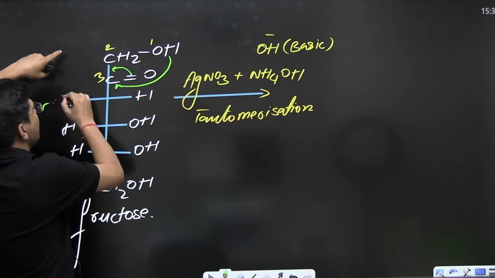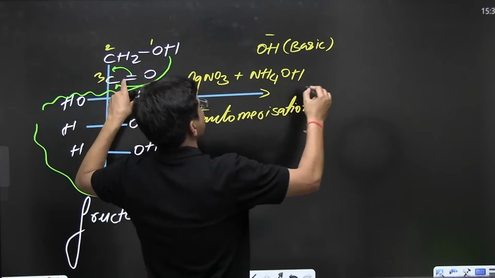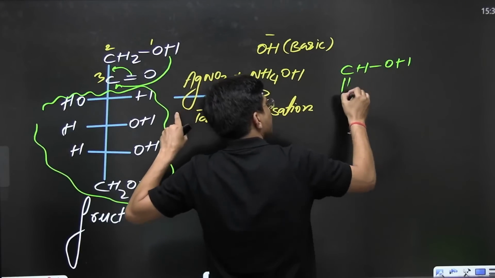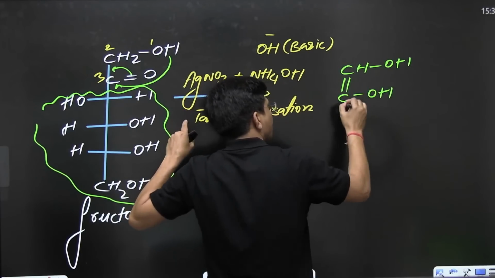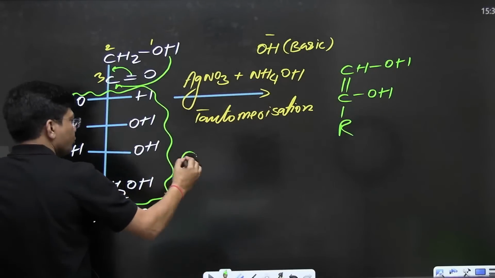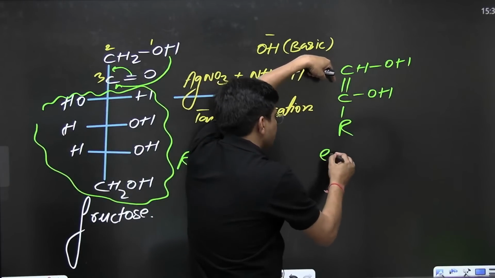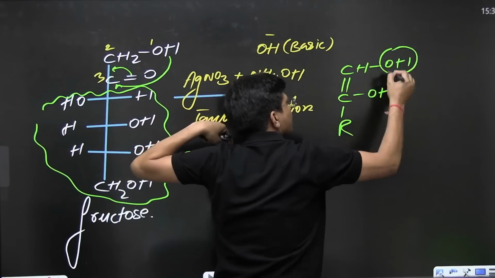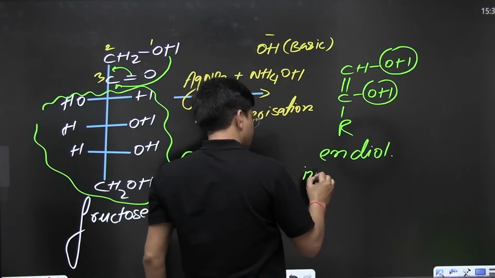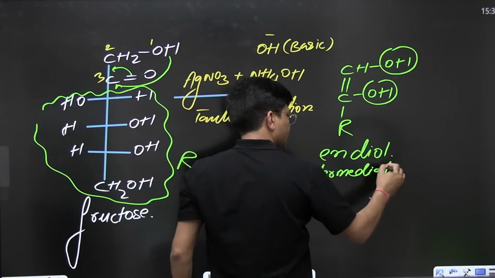Let me write this as R. So what are you going to get? CHOH double bond COH and the R. This part I have considered to be R just to save our time. So see, this is a double bond in, and these are two OH, a diol. This is the intermediate, the enediol.